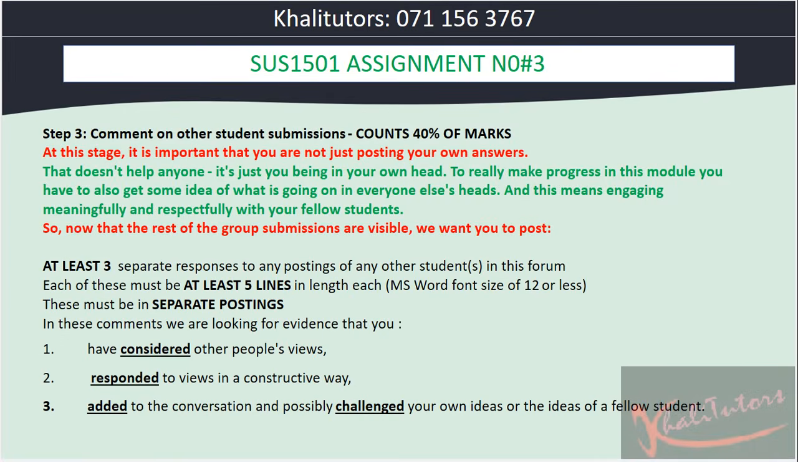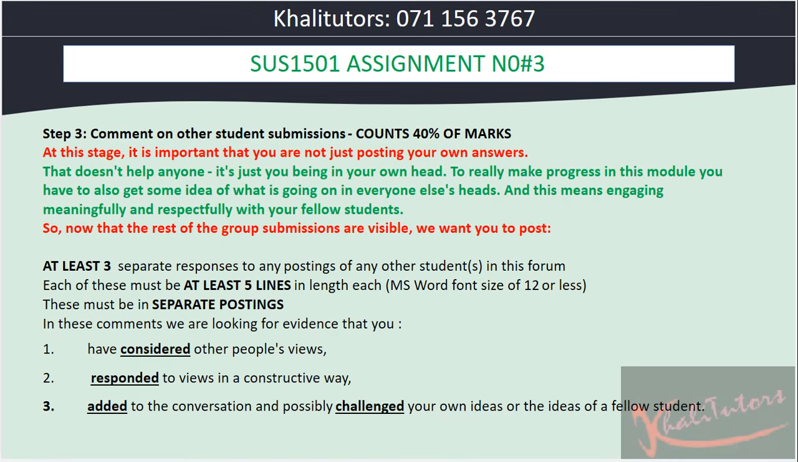Okay, so step number 3, they say you need to comment on other students' submissions. Be careful, this one counts 40% of your marks. 40% of this assignment's marks. So you need to really do exactly what they tell you here. If they say that you need to write at least 100 words, make sure that you write 100 words. Or if they say write 5 lines, make sure that you write 5 lines. Don't just type a couple of words and think that you'll get that 40%.